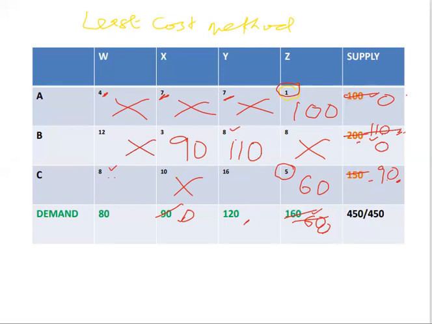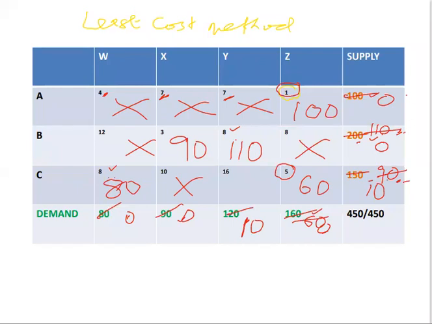Then the next least cost, since we have another 8, is this 8. Now you compare the supply of 90 to the demand of 80. What's it going to get? Balance of 80. It is going to get the lower figure, 80. 80 from 80 is 0. Here we still have 10 left. Sorry, we are here to reduce the demand of Y. That's 120. Once you are making the allocation, immediately you reduce it.